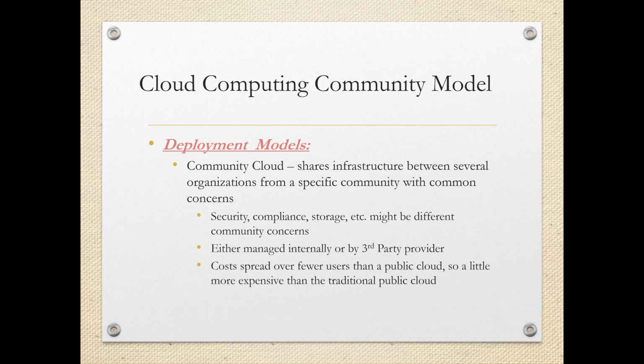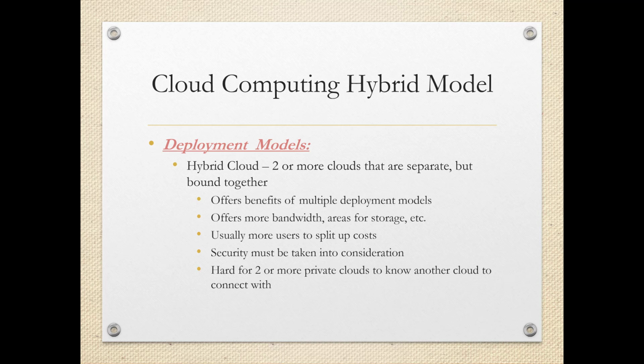Community cloud shares infrastructure between several organizations. Security, again, might be a different community concern, either managed internally or externally by a third party. It can spread the cost, so it's cheaper, but again, there are still privacy concerns. A hybrid cloud is usually two or more that are separate but bound together. It usually tries to split up the cost for users and offers more bandwidth. It's hard for two or more private clouds to know another cloud to connect with, though. So again, security's still in play.